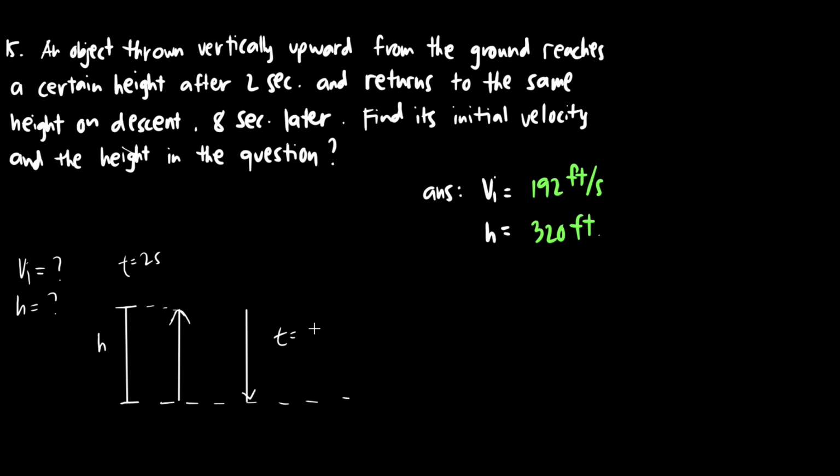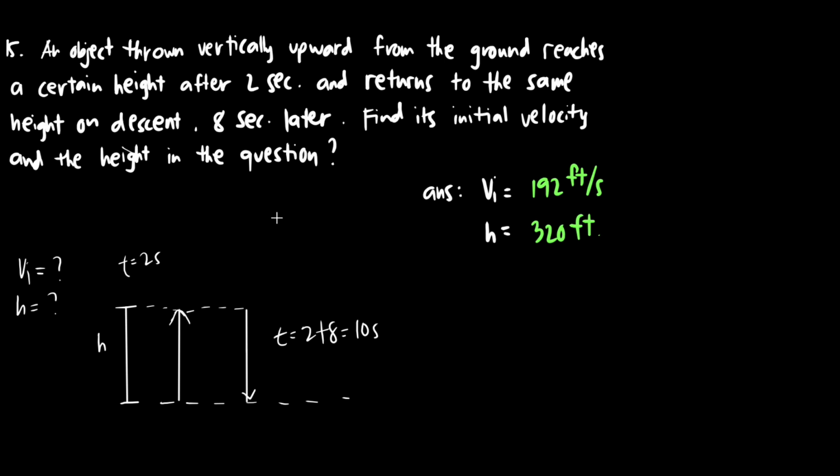So when we have 8 seconds, we'll just add 2 to 8. So 2 plus 8 is equal to 10 seconds. Why do we add 2 and 8? Because this height is not the maximum height. So after 2 seconds, it will add up until it goes back to the ground. After 8 seconds, the total time is 10 seconds.